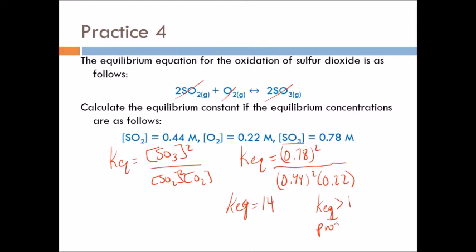Sorry, going back here. Products are favored at equilibrium. So take a moment to see here now, K_eq being greater than 1, products are favored at equilibrium.